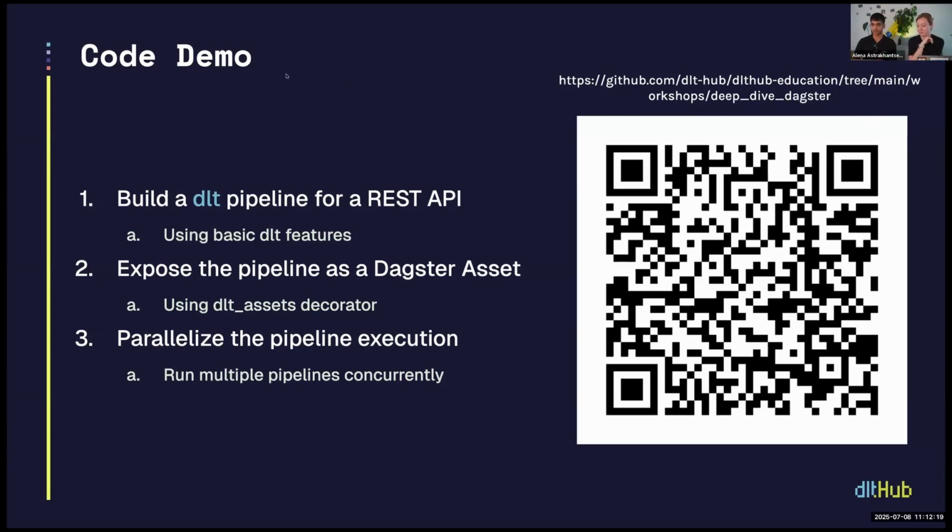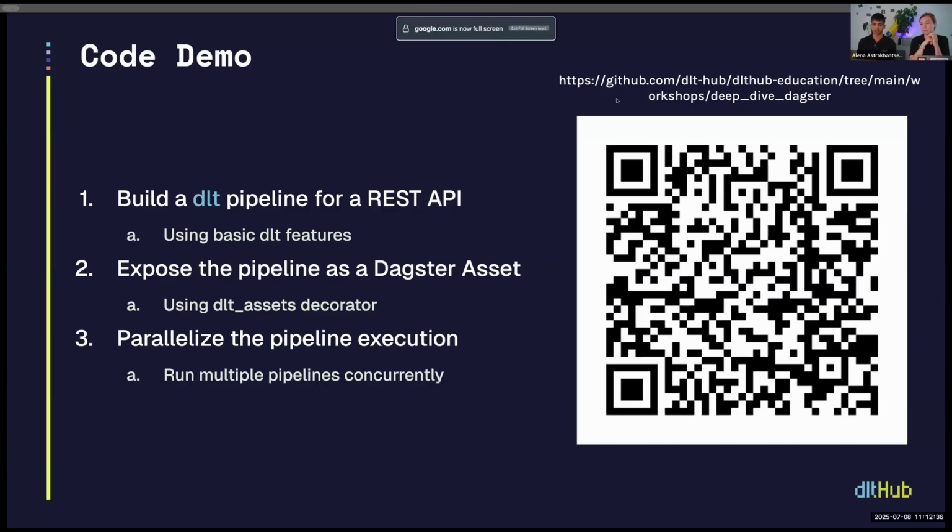So yeah, let me just get started. But before I get into any actual code itself, I just want to give a quick overview of what you'll be seeing, and that we can split in three parts. First, most of you are probably new to DLT and its basic features, so I'll show you what a basic DLT pipeline looks like. After that, I'll move on to showing you how to expose that DLT pipeline as a Dagster asset. And then finally, we can go above and beyond by improving it even more by incorporating parallelization.